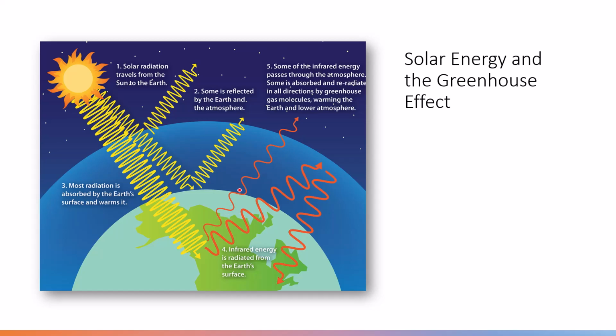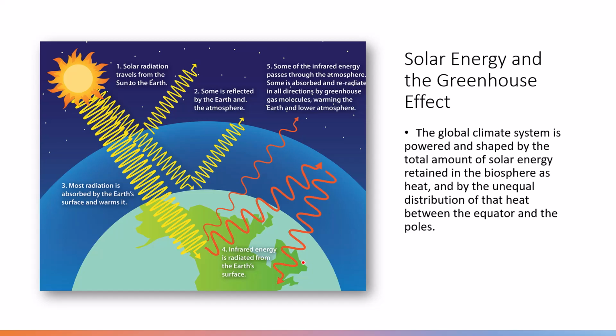Some of this energy, a small percentage, can re-radiate back into space, but a large proportion of this energy is actually going to get trapped within the atmosphere and re-radiate back down to Earth. It's this trapped heat inside of our atmosphere that helps to warm the Earth and gives rise to temperatures that are conducive to sustaining life. That is the greenhouse effect.